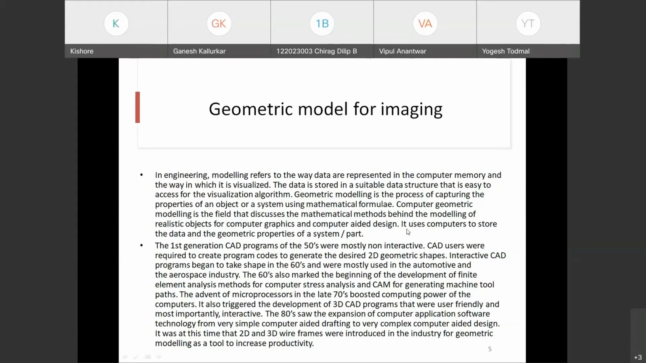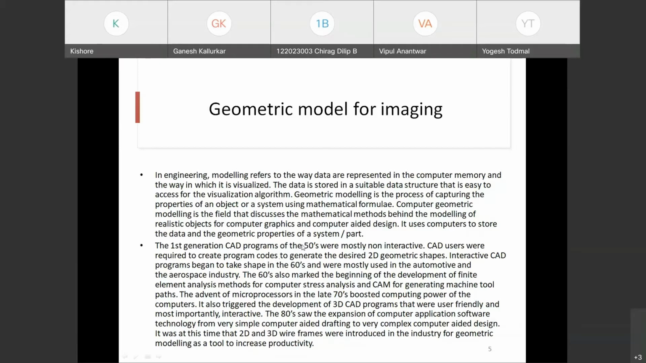It uses a computer to store the data and geometric properties of the system, or of the part, or of the component. So whatever we have discussed is summarized in this point. The first generation CAD programs of the 50s were mostly non-interactive. Now we'll be looking into the history of geometric modeling, not in detail, but just a summary.